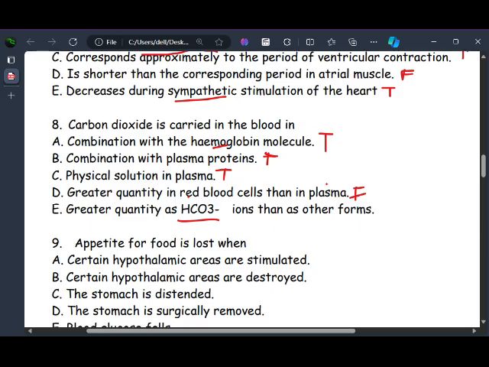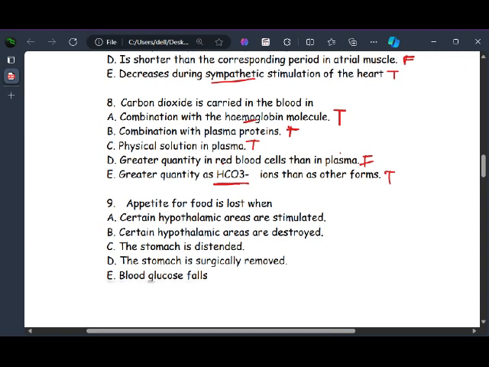Oxygen is the one that is carried as per hemoglobin molecule in the highest concentration. But carbon dioxide is mainly dissolved in the plasma as the bicarbonate ion. And so that makes E true as well, because that's what I was just saying. So, shall we move on to question 9.